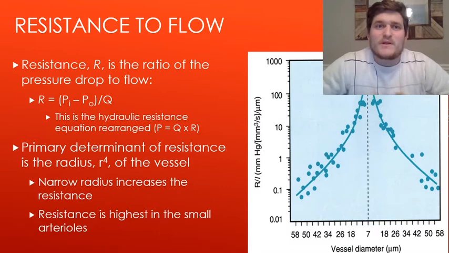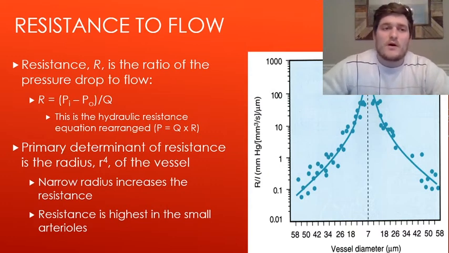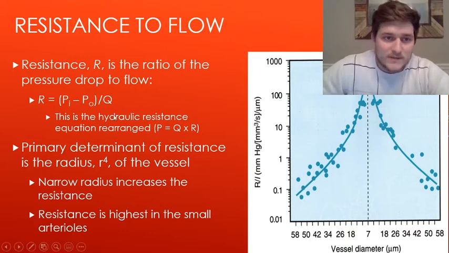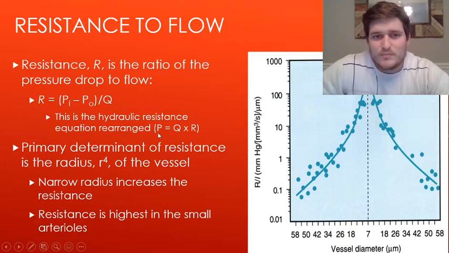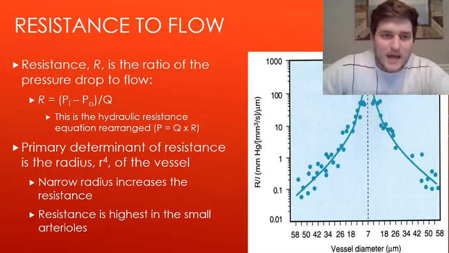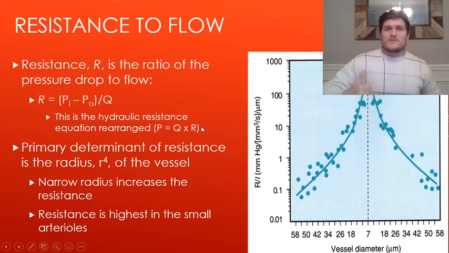Resistance is going to be the opposition to blood flow. So if we wanted to quantify it, it is going to be the ratio of pressure change, or delta P, over flow. This is just a rearranging of the hydraulic resistance equation, which is pressure is equal to flow times resistance. And remember, overall for our bodies, mean arterial pressure is equal to cardiac output times total peripheral resistance. Now, what determines resistance?